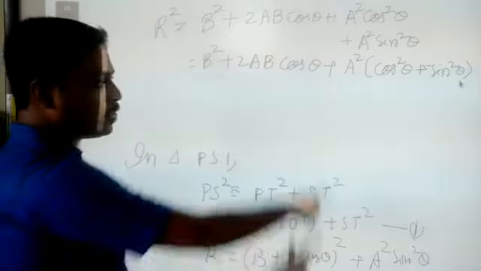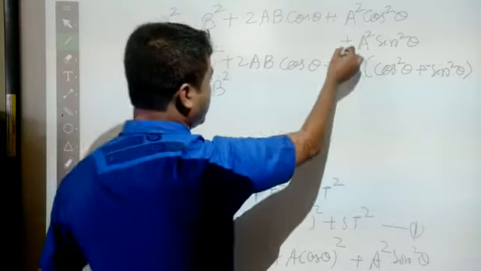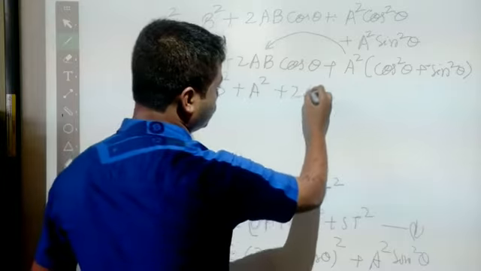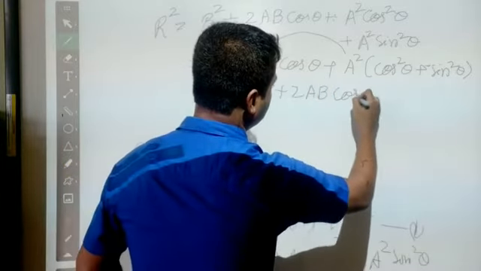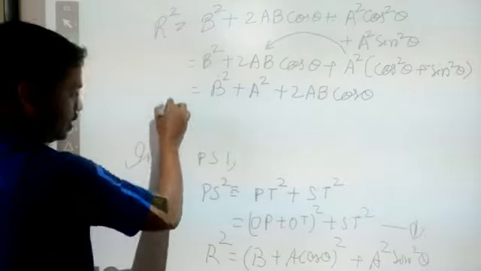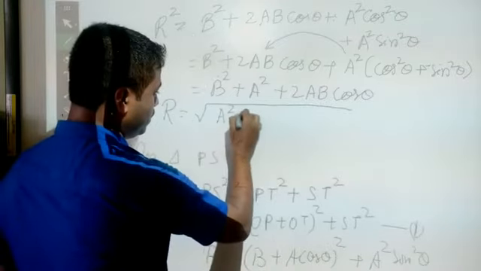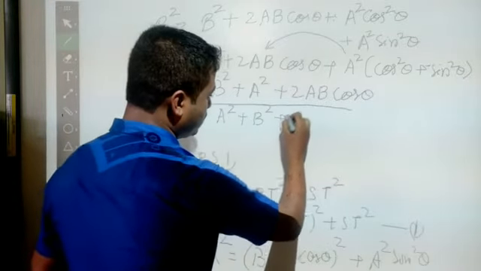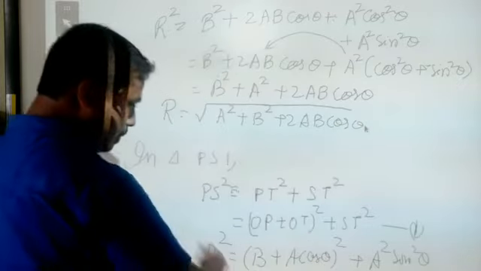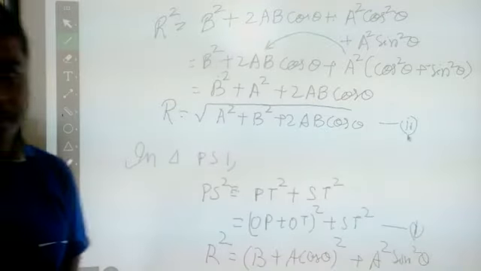According to the trigonometry formula, that will be equal to 1. So this will be B square, and putting this A square here, B square plus A square plus 2AB cos theta. So we got this value as R square. You take the root on this side. So R equals root of A square plus B square plus 2AB cos theta. This is your answer. I will be marking this as equation number 2. This is the formula for the resultant.